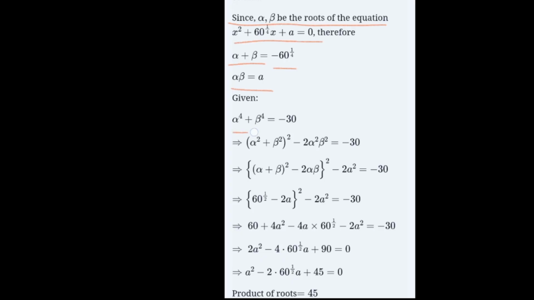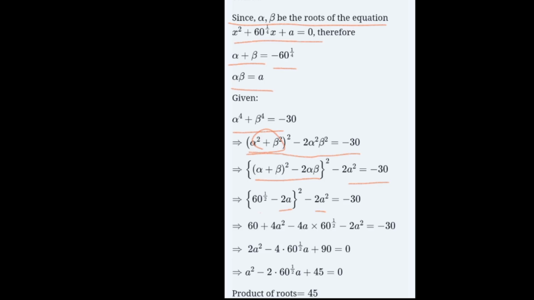Now alpha power 4 plus beta power 4 is minus 30. That means (alpha square plus beta square) whole square minus 2 alpha square beta square is equal to minus 30. Again, alpha square plus beta square formula, this one. So this value, alpha plus beta, means minus 60 power minus 1 by 4, that means 60 power 1 by 2 minus 2 alpha beta is equal to a, minus 2a whole square minus 2a square is equal to minus 30.